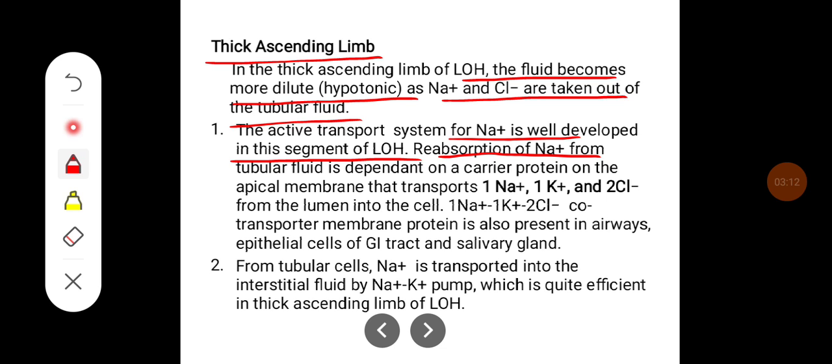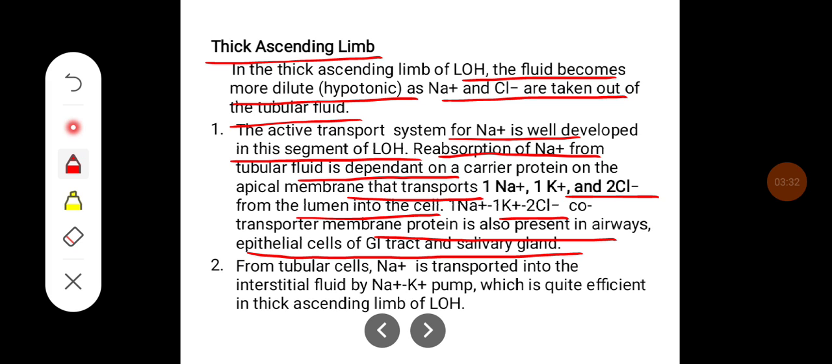Reabsorption of sodium from tubular fluid is dependent on carrier protein on the apical membrane that transports 1 sodium, 1 potassium and 2 chloride from the lumen into the cell. 1 sodium, 1 potassium, 2 chloride co-transport membrane protein is also present in airways, epithelial cells of GI tract and salivary glands as well. From tubular cells, sodium is transported into interstitial fluid by sodium potassium pump, which is quite efficient in thick ascending limb of loop of Henle.